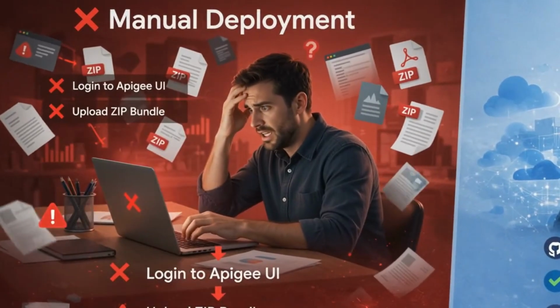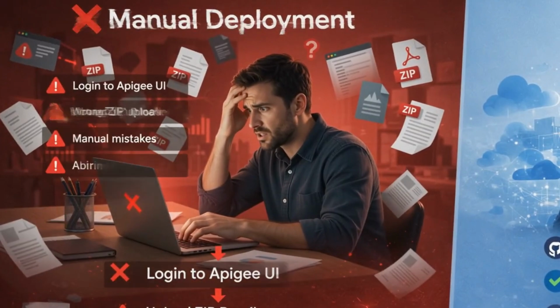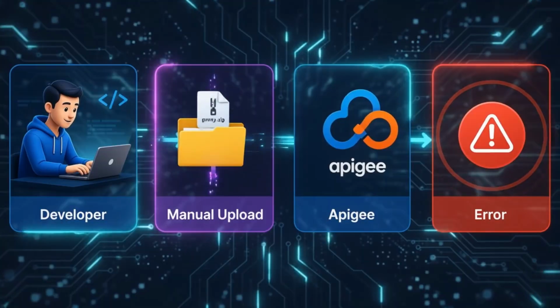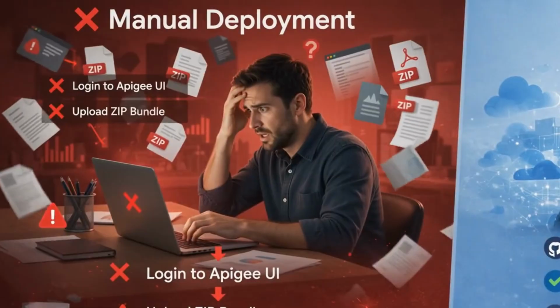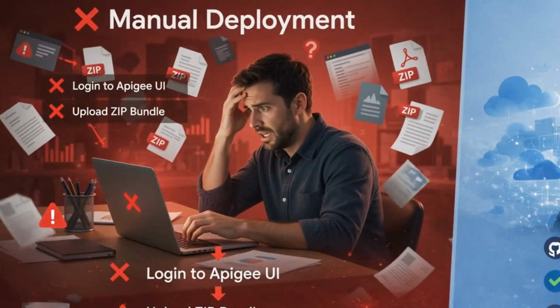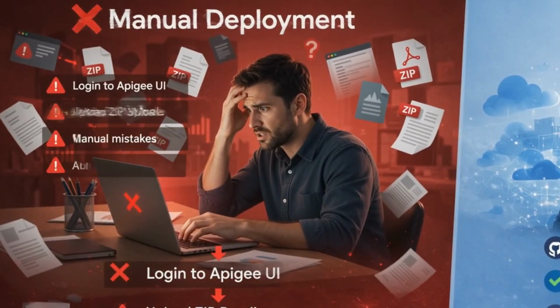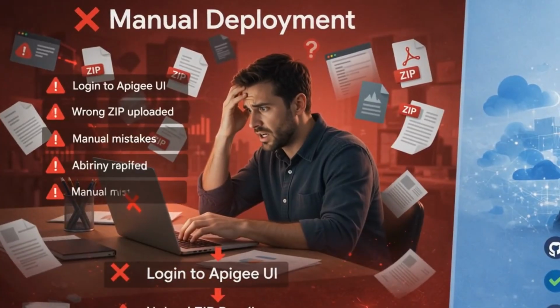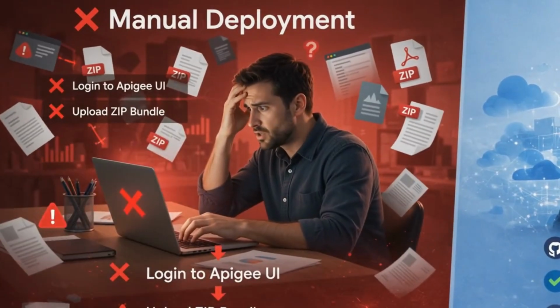But what could go wrong? Maybe the developer uploaded an old zip file. Maybe they accidentally deployed to the production environment instead of development. Maybe another developer made changes yesterday and those changes are missing. Or perhaps someone modified the proxy directly in the Apigee UI, so the version in Git is no longer the latest. And the biggest problem, there is no consistent deployment process. Every developer may follow a slightly different approach.